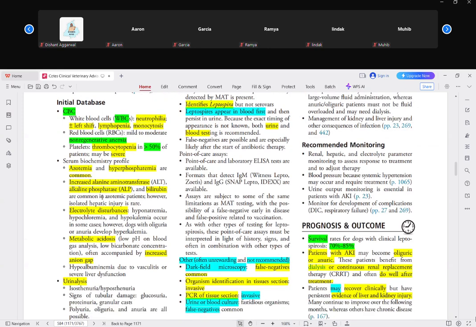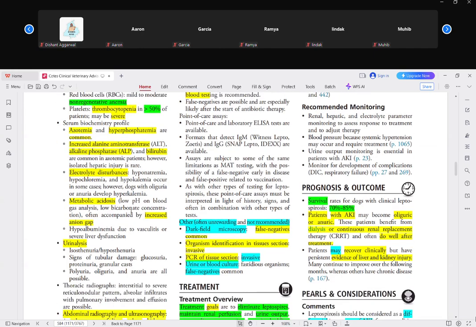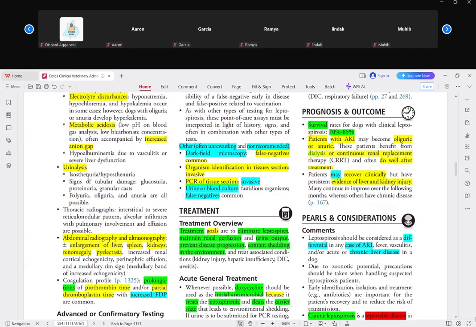In the serum chemistry, it actually depends upon which system is going to be involved. Either it is AKI or hepatitis is also present. If hepatitis is there, just remember ALP is going to be more increased as compared to other things. Okay, that's very much specific. Another thing is bilirubin is also moderately high in animals with leptospiremia. Okay, so you find these, and in the urinalysis you can find isosthenuria.